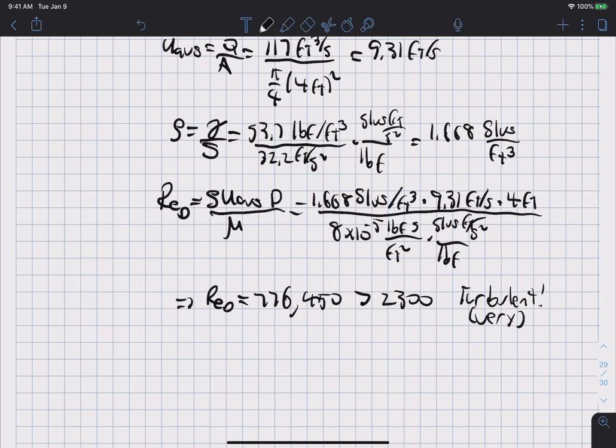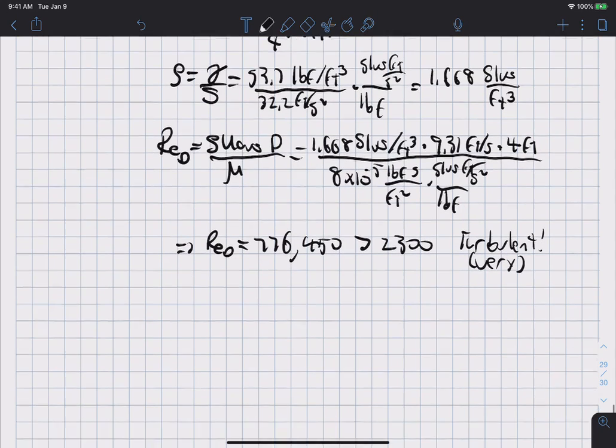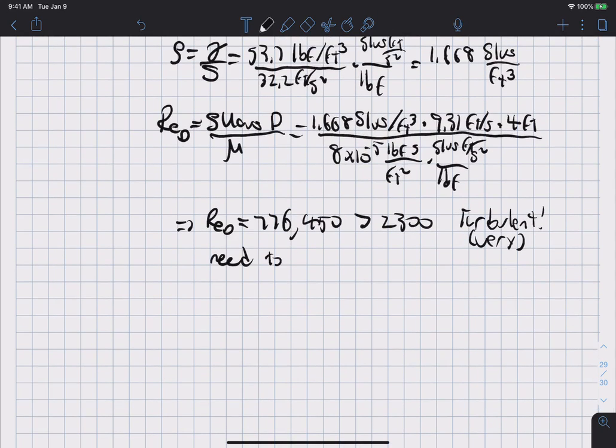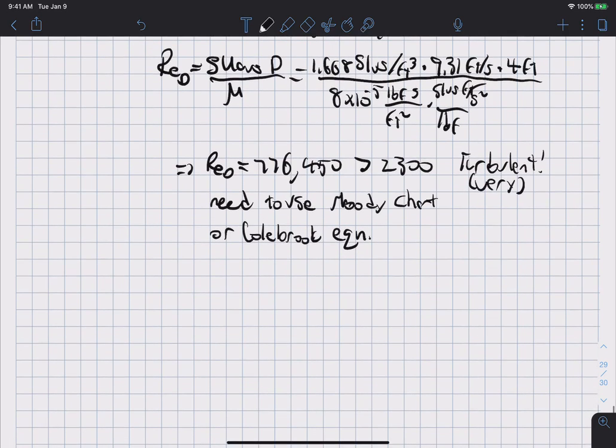Okay, and so what this means then is that we need to use the Colebrook equation. So we need to use the Moody chart or Colebrook equation. And so to use either, f is equal to a function of Re_D and the relative roughness. So we need the surface roughness for the steel pipe.